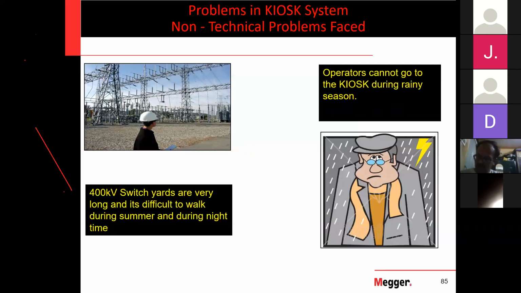Now the question comes in. 400 kV and 765 kV substations are very, very big. The operator has to keep walking from kiosk to kiosk. So by the time he completes one round, 1 hour will be over. Again, he has to run. So from morning to evening, the life of the operator will be miserable. Imagine during night time, rainy season, it's not going to be an easy task. Now, why do these things happen?